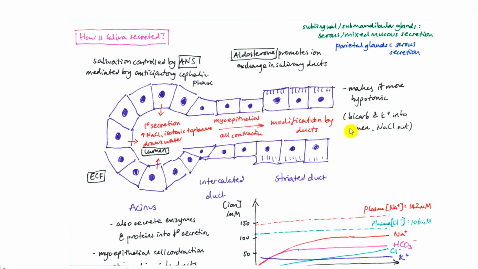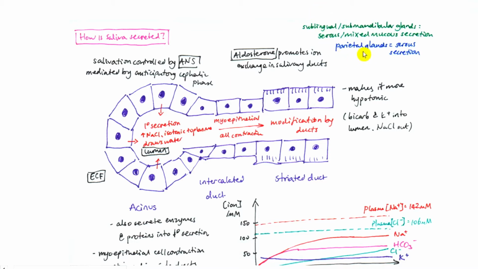Now let's have a look at how saliva is secreted, which we said in the last video was one of the important secretions of the GI tract, which helps break down food. So salivation is controlled by the autonomic nervous system and is mediated by the anticipatory cephalic phase of digestion. Aldosterone also promotes ion exchange in the salivary ducts.